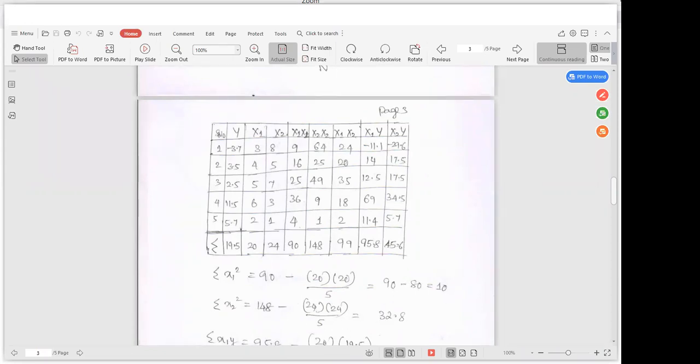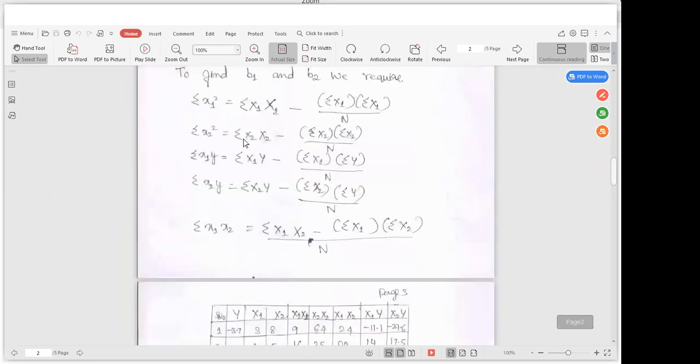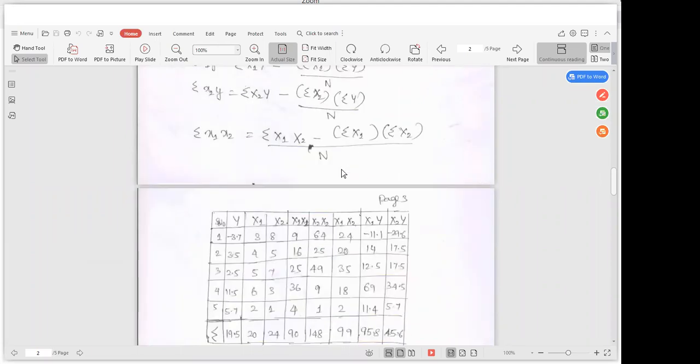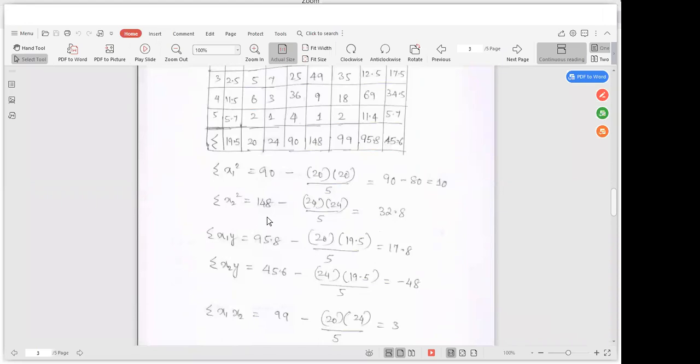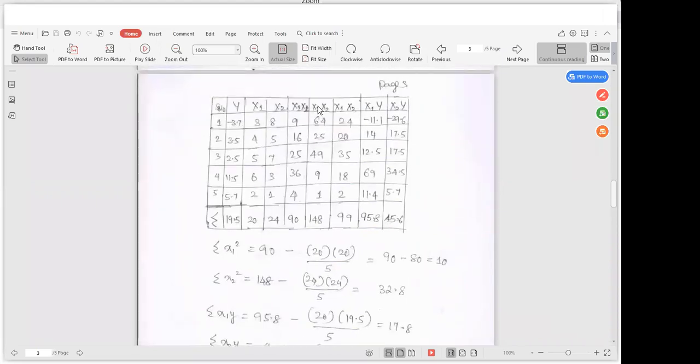Now again, summation of x2 square is summation of x2 into x2, minus summation of x2 into summation of x2 divided by n. Summation of x2 into x2 is 148, minus summation of x2 into summation of x2, that is 24 into 24, divided by 5. So we'll finally get the value 32.8.